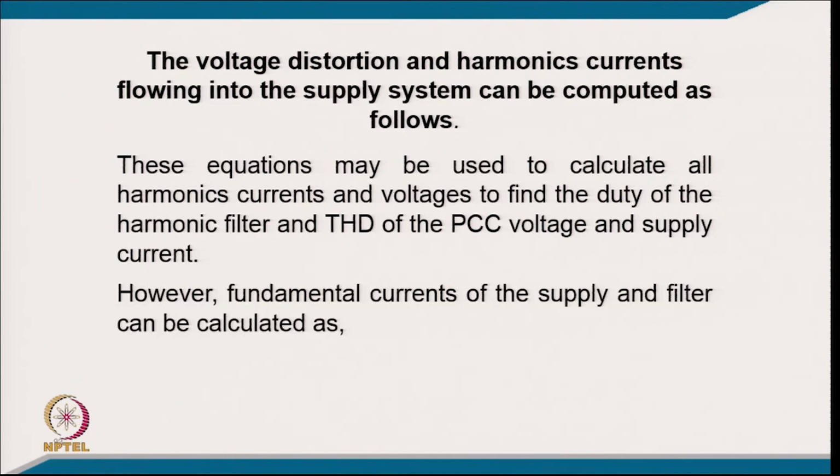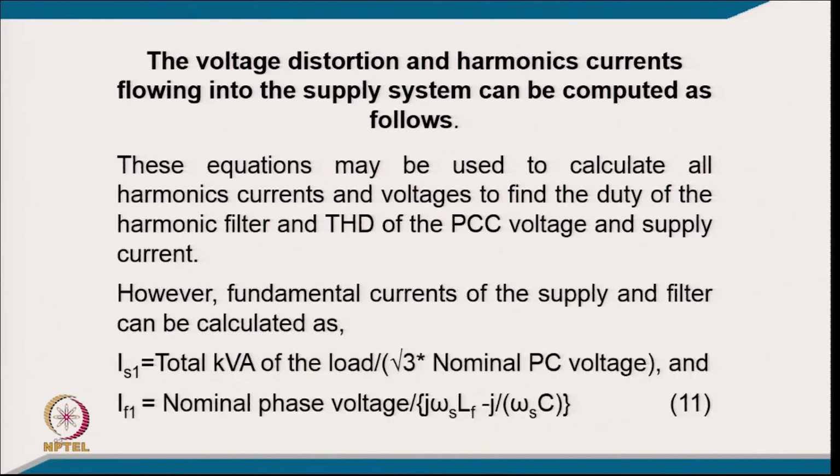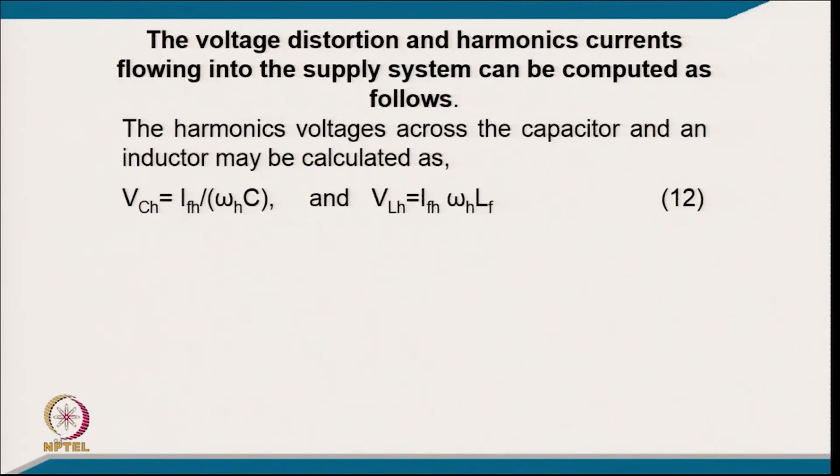However, the fundamental currents of the supply and filter can be calculated. IS1, the fundamental current, can be calculated as the total kVA of the load divided by √3 times the nominal PCC line voltage, and the filter fundamental current can be calculated from the nominal voltage and the impedance of the filter, that is, how much it is flowing into it. And then the harmonic voltage across the capacitor and inductor may be calculated from how much harmonic current is going into the filter. So, that will be the harmonic current times the capacitor reactance, that is the voltage across the capacitor, and this is the voltage across the inductor.